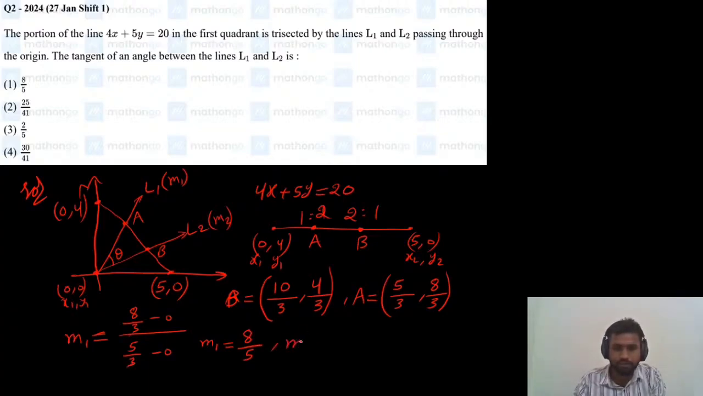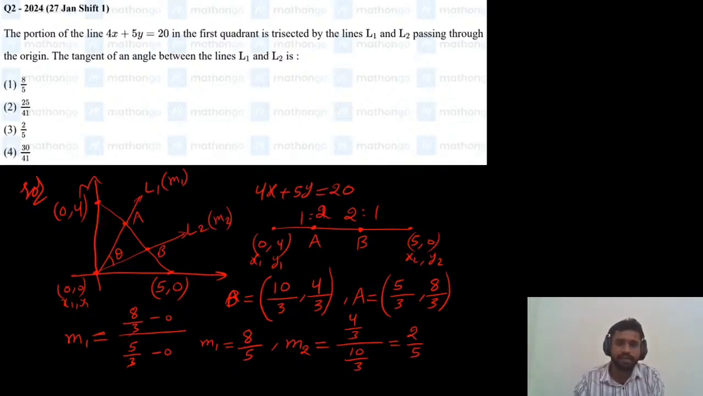And what is m2, the slope of line 2? The second line slope is again (y2 minus y1) by (x2 minus x1), which is 4 by 3 divided by 10 by 3. So this is 4 by 10, nothing but 2 by 5. So m2 is 2 by 5 and m1 is 8 by 5. L1 slope is 8 by 5 and L2 slope is 2 by 5.